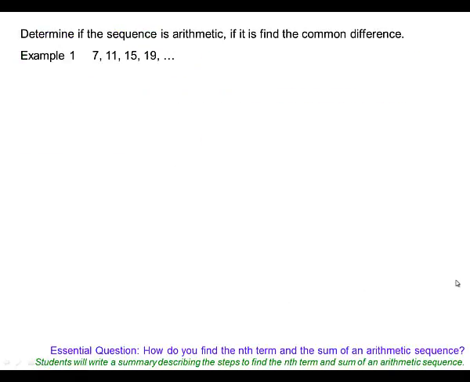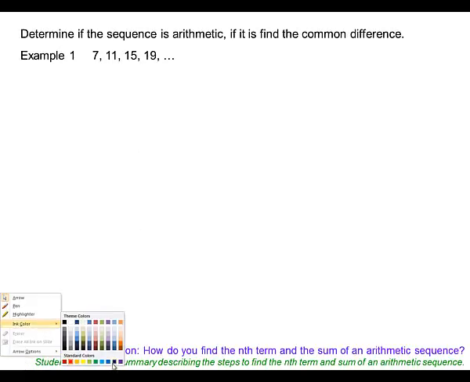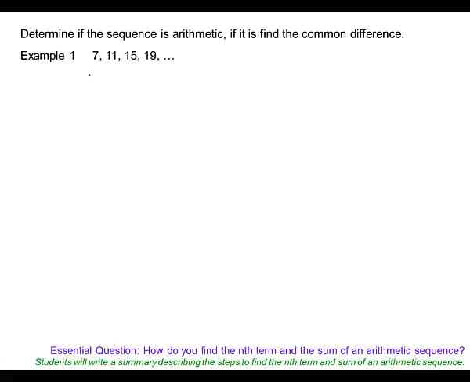Okay? So we're going to determine if the sequence is arithmetic. If it is, we need to find the common difference. So as we're doing this determining, we're going to actually find the common difference. So what I'm going to do is take the second term and subtract the first term. So what's 11 minus 7? 4. Perfect. Okay, and then I'm going to keep testing. I usually test it about 3 times to make sure I have the same common difference.